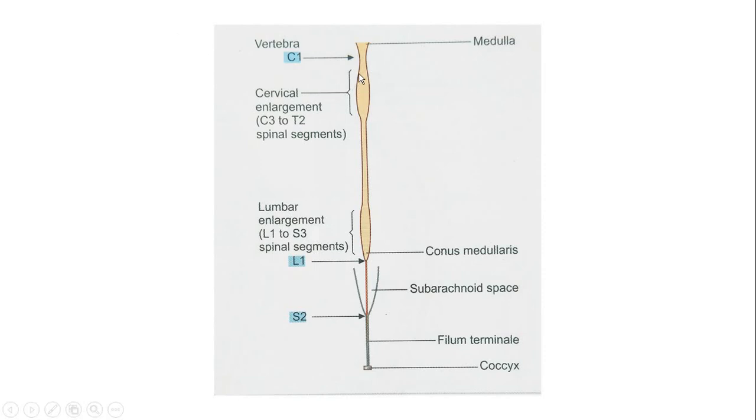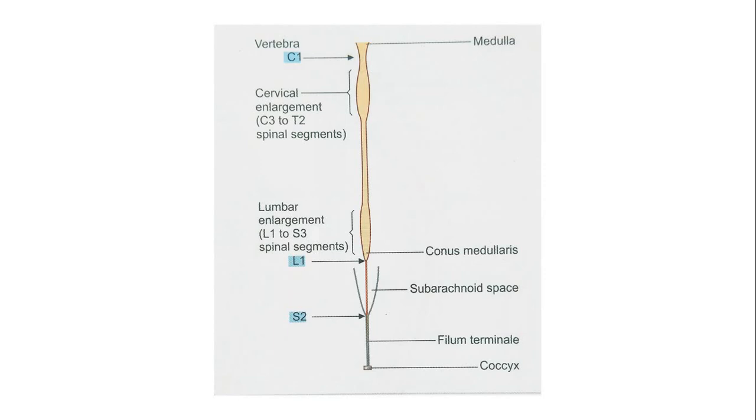The cervical enlargement extends from cervical third segment to T2 segment, and the maximum circumference lies at the C6 segment. Similarly, the lumbar enlargement extends from the L1 to S3, and the maximum circumference lies at the S1 segment, and it is about 35 millimeters.